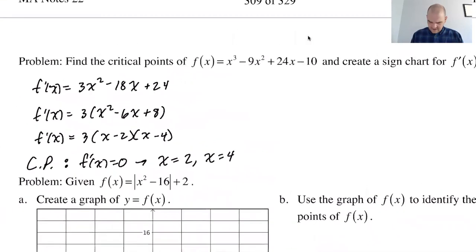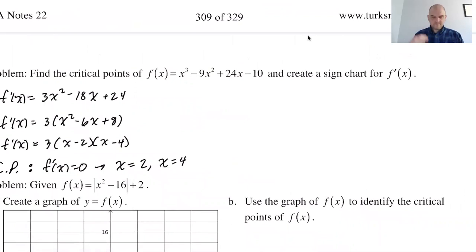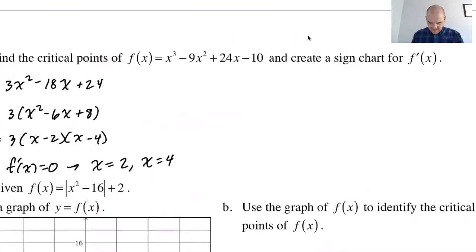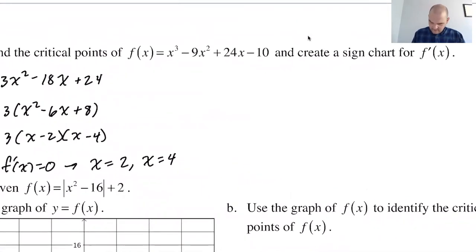So now we've got to create a sign chart for this thing. This would be a trickier question if that positive 3 that we factored out was actually a negative 3, because that would be a negative factor that you'd have to factor in every time you considered whether the product was positive or negative. But it's not, it's positive. So, sign chart for f prime. And we're going to put 2 and 4.